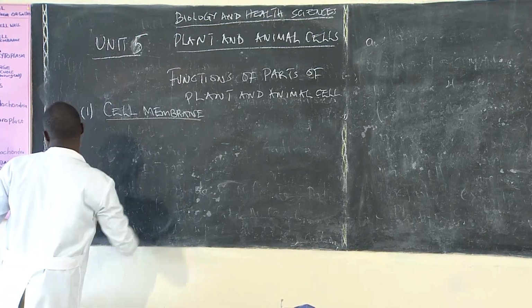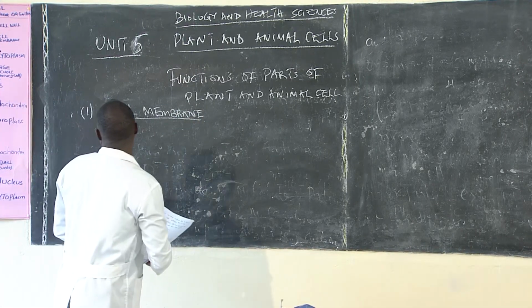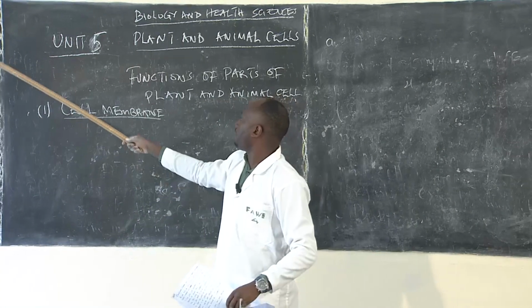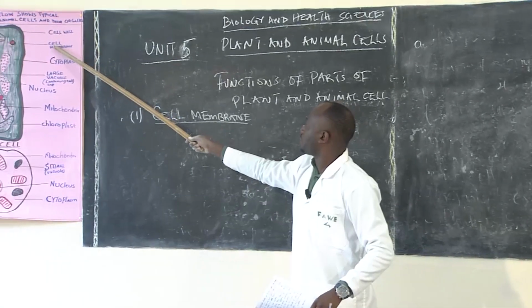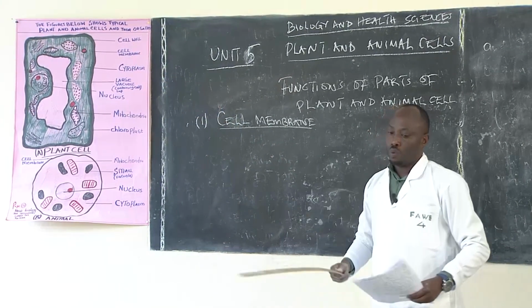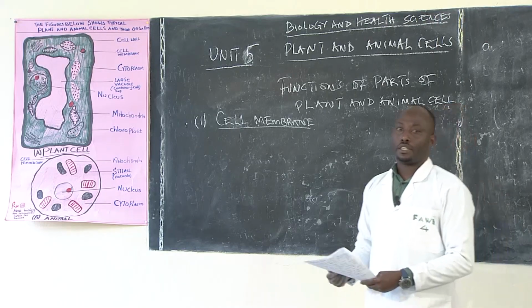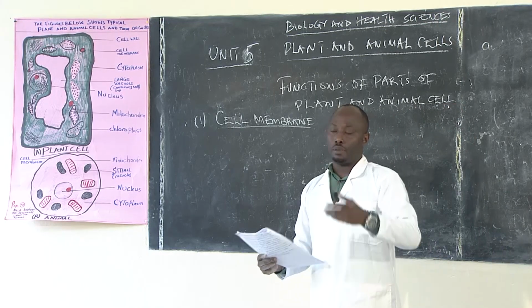If I say the cell membrane, as you have seen, the cell membrane is next to the cell wall. In a plant cell, we have the cell wall, and next to the cell wall is the cell membrane. What is the function of the cell membrane? Students, think about it, and give me the answer.